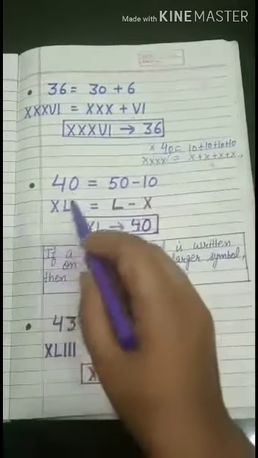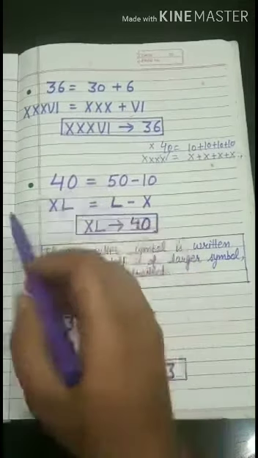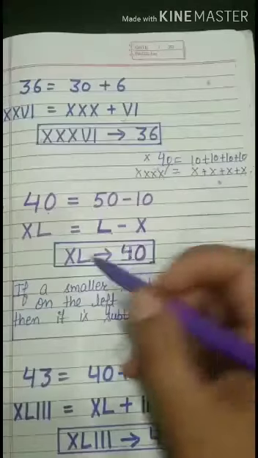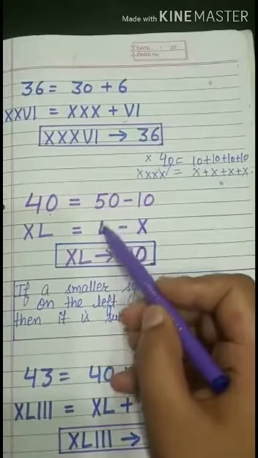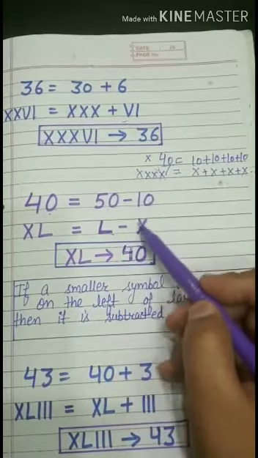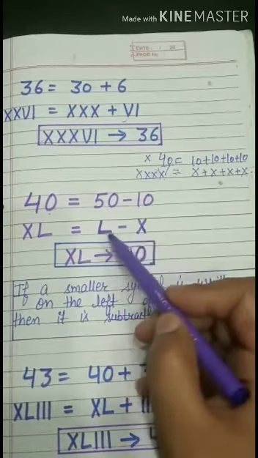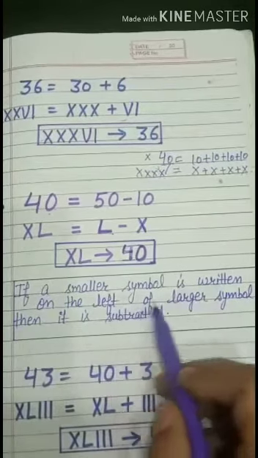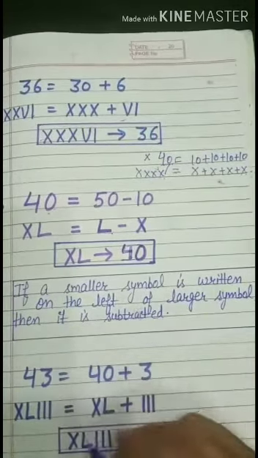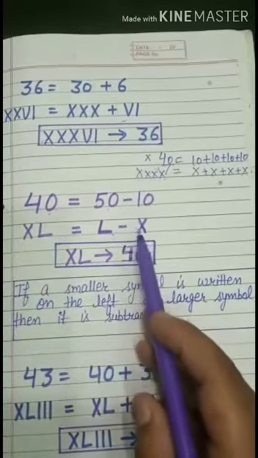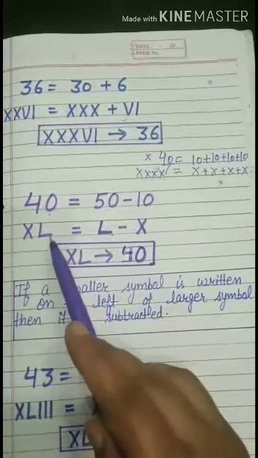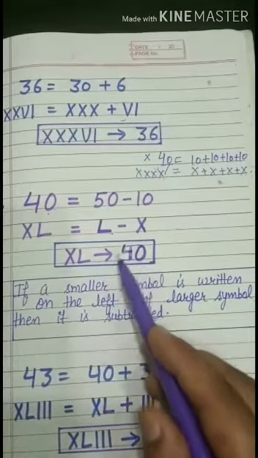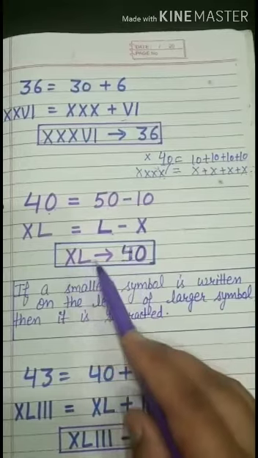तो 40 को लिखने के लिए we will use another method. Can we write 40 like this? 50 - 10. 50 के लिए हम क्या सिंबल यूज करते हैं? L. And for 10 we use the symbol X. L minus X. Now by the rule that if a smaller symbol is written on the left of a larger symbol then it is subtracted. अब यहाँ पर subtract हो रहा है, तो हम smaller symbol को greater symbol की left side पे लिखेंगे. So XL stands for 40. 40 के लिए हम क्या सिंबल यूज करेंगे? XL.